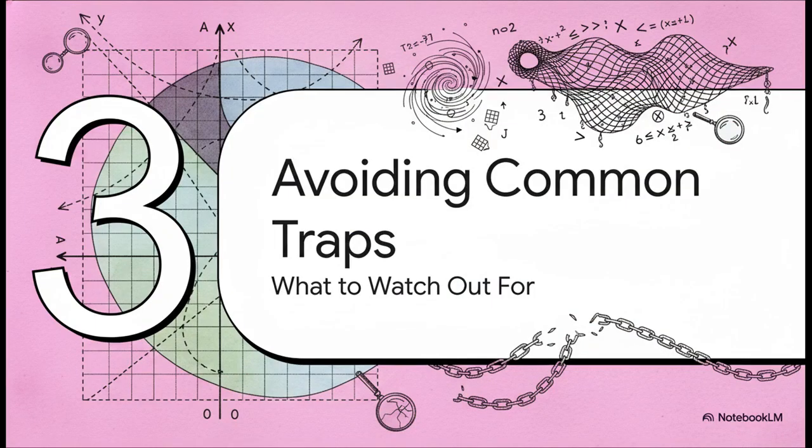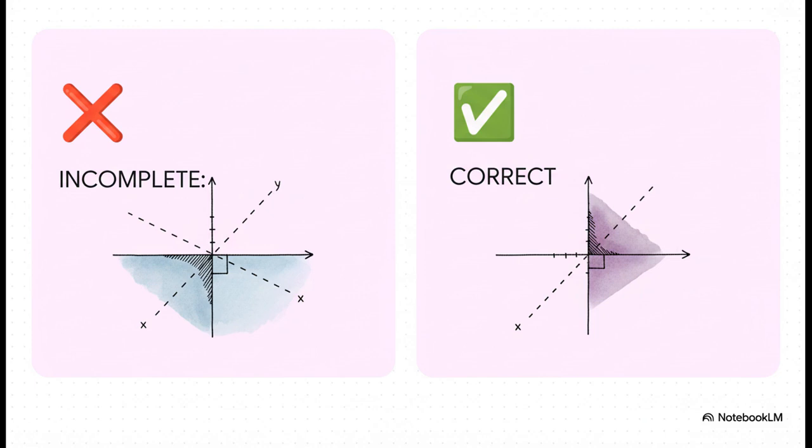So now that you've got the basic idea down, let's talk about a couple of really common mistakes, just so you know what to look out for and can get these right every single time. Okay, this is probably the number one mistake people make. They stop halfway. Just shading the area for one inequality isn't the final answer. You have to find the region where they overlap. That overlap, and only that overlap, is your solution.